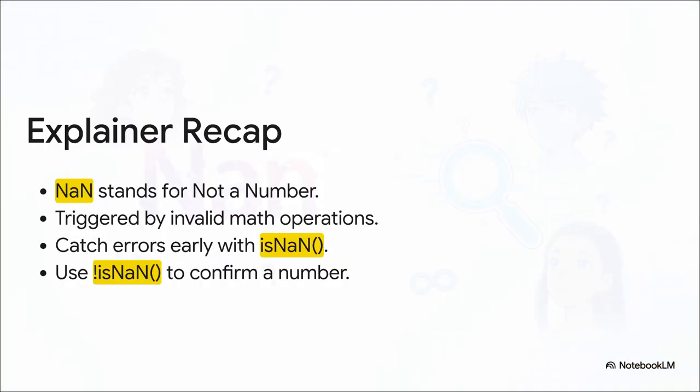Let's bring all of this together and recap the core takeaways from this explainer so you feel fully empowered to use these tools to make your code more resilient. Number 1, NaN stands for not a number. Number 2, it's triggered by invalid mathematical operations, like trying to multiply text by a number. Number 3, we can catch these errors early by checking data with the isNaN function. And number 4, we can use the negator operator to create !isNaN to specifically confirm that a value is a number before we let our code proceed.